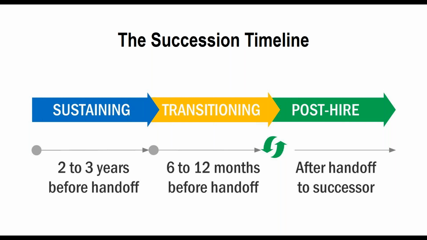Don, the succession timeline that you just pointed out is interesting to me, and a couple things jump out. The first of which is that sustaining, blue phase, the 2 to 3 years before handoff. Obviously, as early as possible definitely increases the odds of having a successful succession plan. But I was just curious, in your professional experience, do you see organizations that really do this, look at 2 to 3 years before the actual handoff?